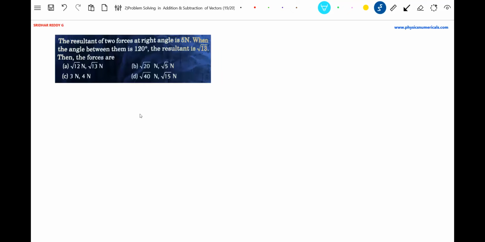The resultant of two forces at right angle is 5 Newton. So 5 Newton means what shall I write? 5 is equal to, they are at right angle, when vector A bar and B bar, the resultant is given by, so what is R1? 5 Newton. So what is R1 equal to? Root of A square plus B square.